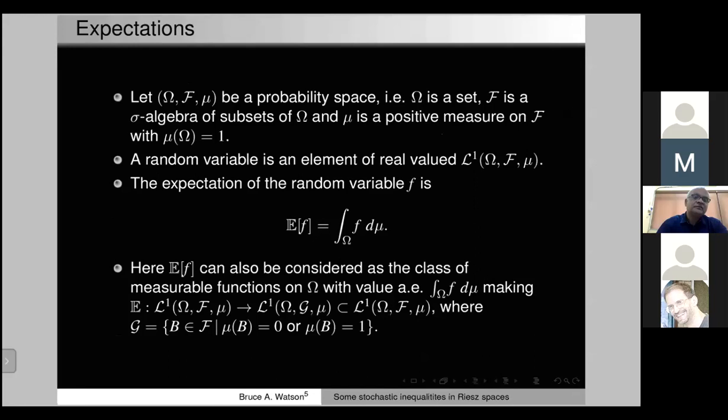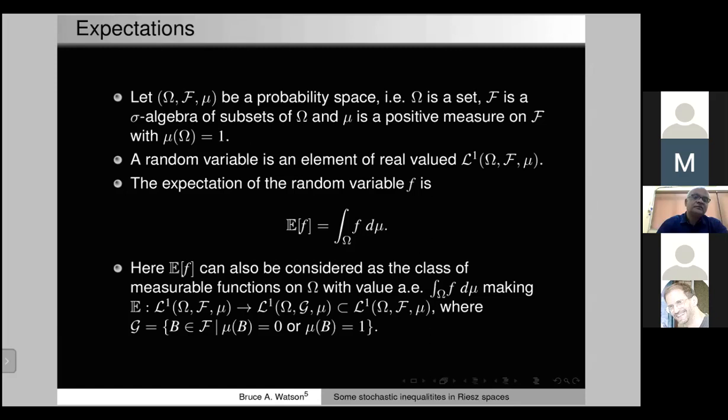I'll start with some very basic things. I want them for examples a bit later. So just to recall the probability space, it's a measure space where the measure of the whole space is 1. A random variable we take to be an element of the L1 space over the probability space. The expectation is just the integral of the random variable.